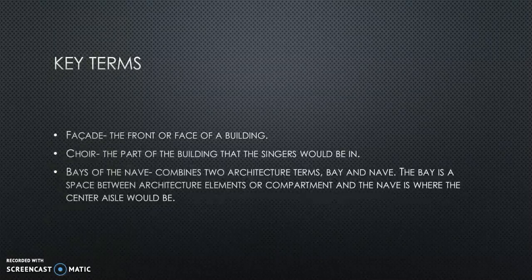And the bays of nave are actually a combination of 2 architecture terms, the bay and the nave. The bay is a space between architecture elements, or a compartment, a space, or reserve that's strictly set off. And the nave is where the center aisle would be, such as between seats, like if you were walking up on your wedding day, you'd be coming up the center aisle, or the nave.